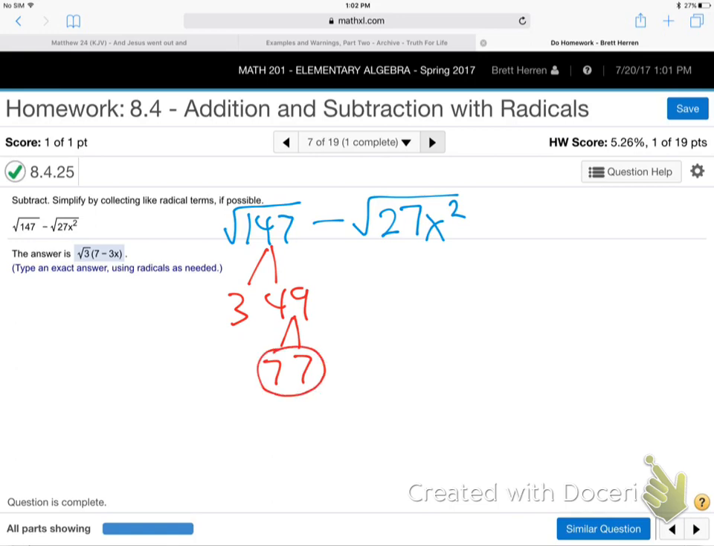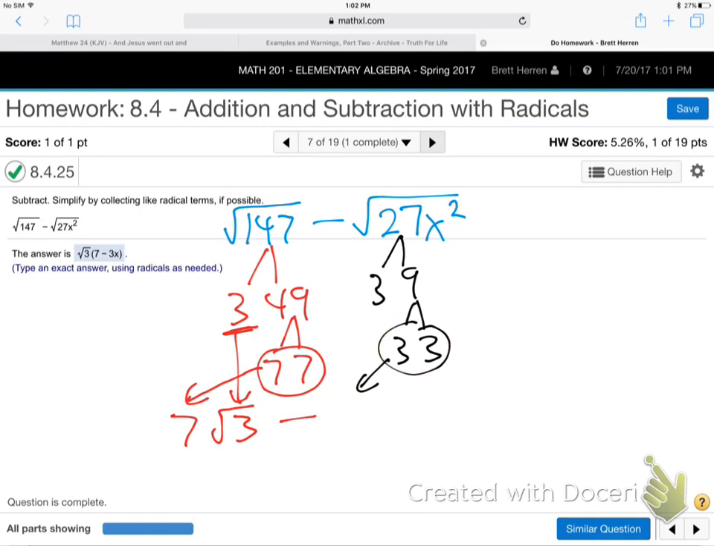27 in. 17 out. Leaves the 3 in. Minus. 27: 3 times 9, 3 times 3. 2 3s in, 2 x's in, 1 3 left over.